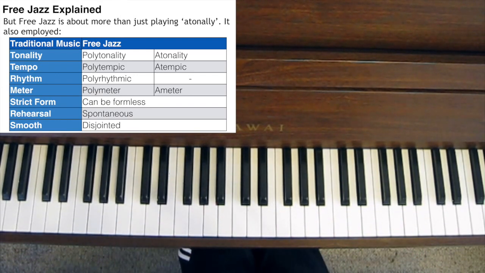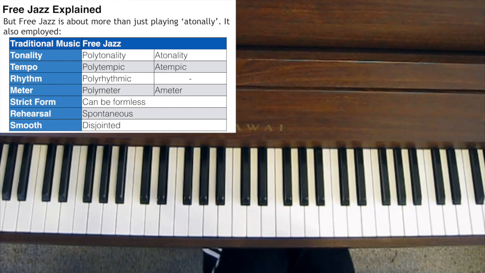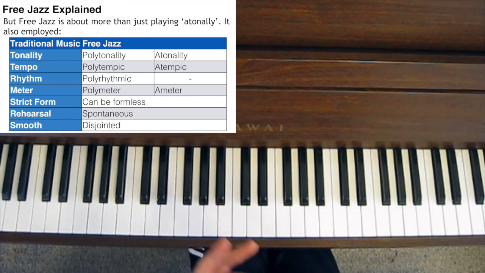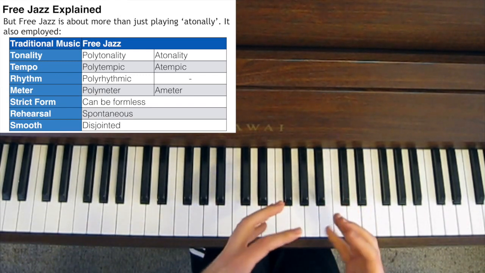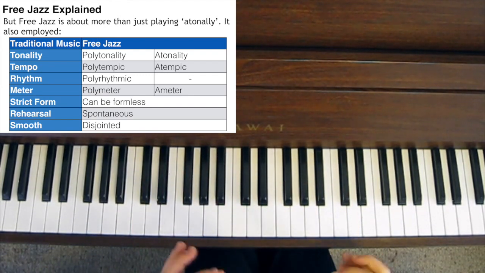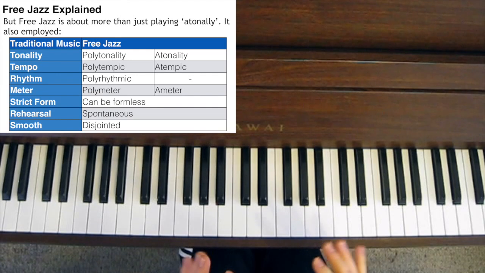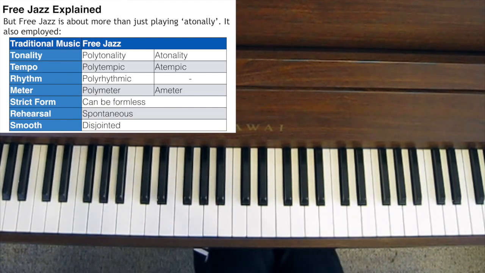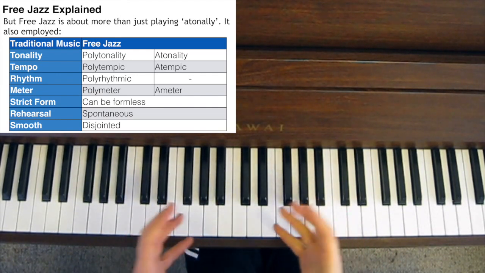Traditional songs usually have one fixed set tempo. So free jazz can be polytempic, that is the simultaneous use of two or more tempi, or atempic, that is there is no fixed tempo, there's a constant slowing down and speeding up. Although in practice free jazz is generally played at one fixed tempo, but it doesn't have to be. Traditional songs also follow some kind of rhythmic pattern.